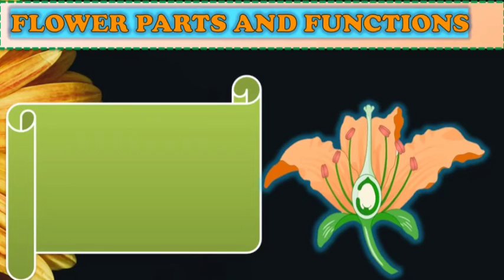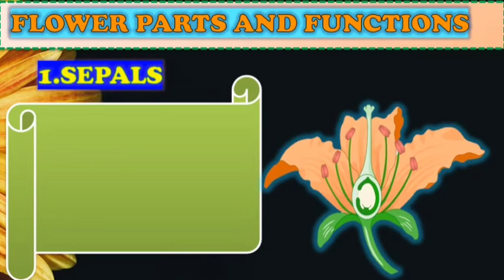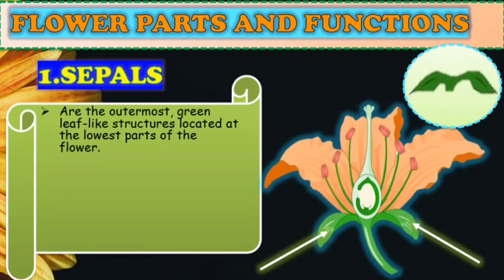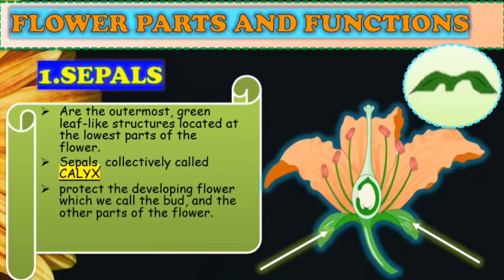Let's take it one by one again: the flower parts and their functions. Number 1, we have the sepals. These are the outermost green leaf-like structures located at the lowest part of the flower. Sepals are collectively called the calyx. It protects the developing flower, which we call the bud, and the other parts of the flower.